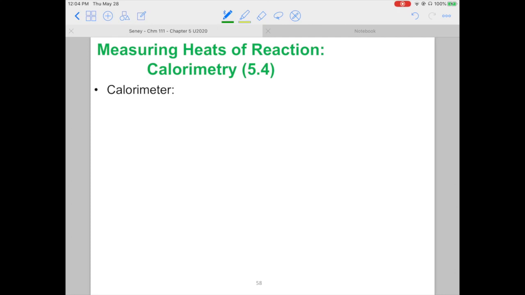This is the video lesson for chapter number 5. We are continuing the process of measuring heats of reaction. We call this calorimetry. The "metry" part tells us we are measuring. Calorie is a measure of heat, and we use a piece of equipment called a calorimeter because it measures heat. Calorie is a unit of heat, just like joules and kilojoules are, although in chemistry we often refer to joules and kilojoules.